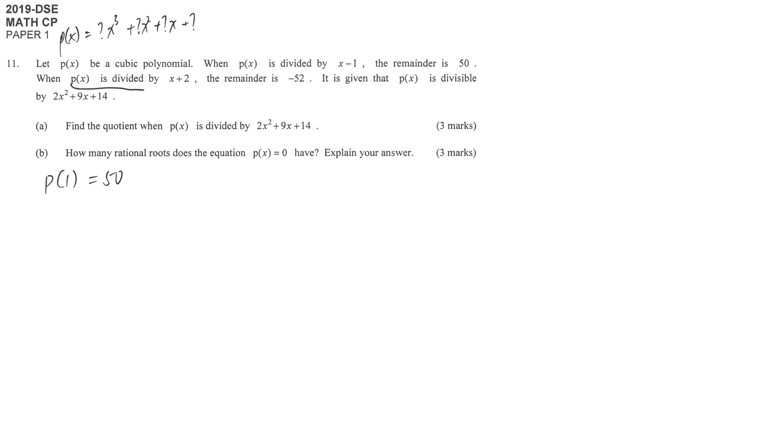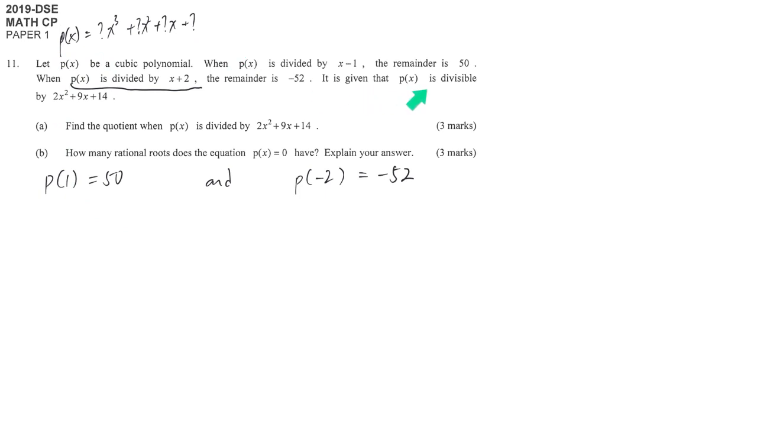And also, they give you something like that. When P(x) is divided by another thing, putting a suitable value to make the divisor become 0 will be negative 2. P(-2) is equal to negative 52. But we don't know how to make good use of this information, because they didn't give us P(x). They simply say that it is a cubic polynomial.